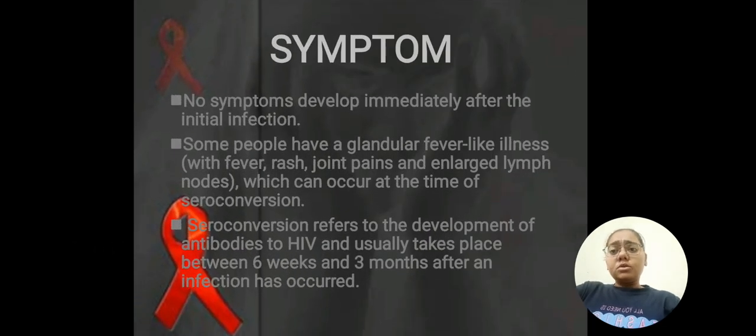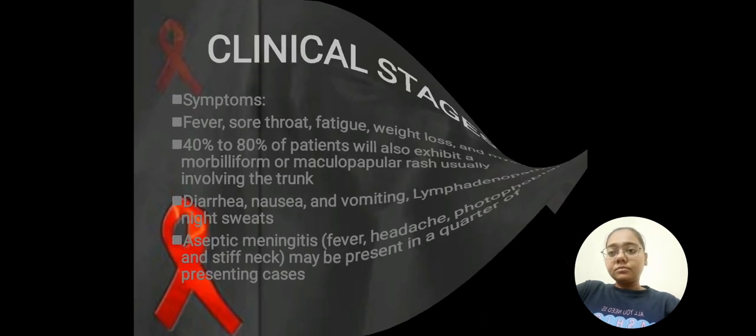Symptoms. No symptoms develop immediately after the initial infection. Some people have a glandular fever-like illness which can occur at the time of seroconversion. What is seroconversion? It refers to the development of antibodies to HIV and usually takes place between 6 weeks and 3 months after the infection has occurred.